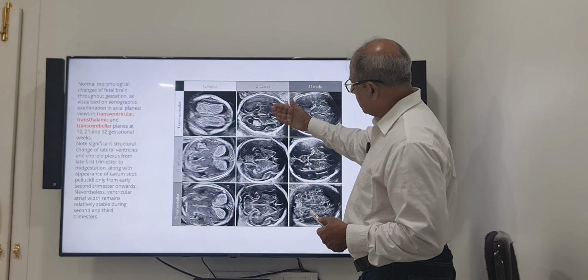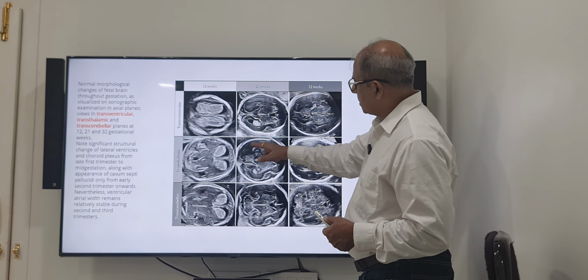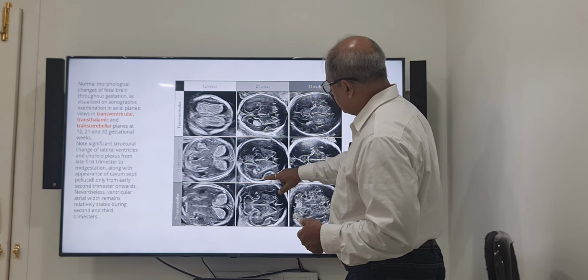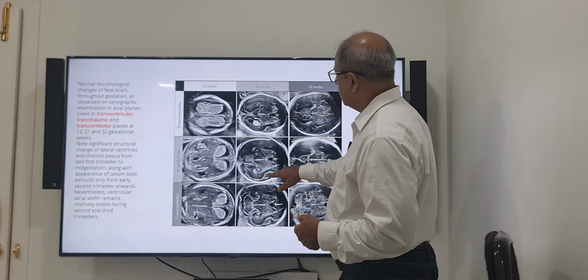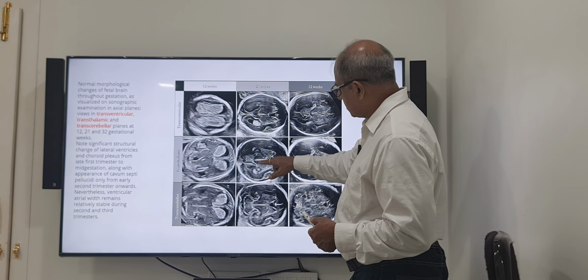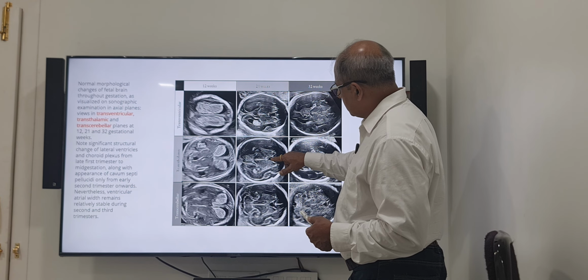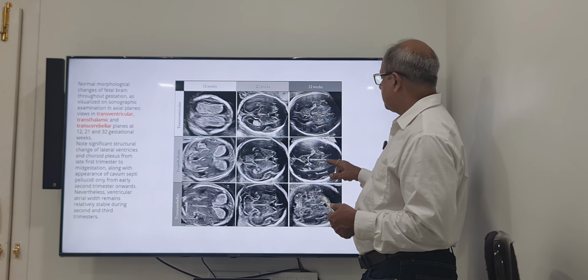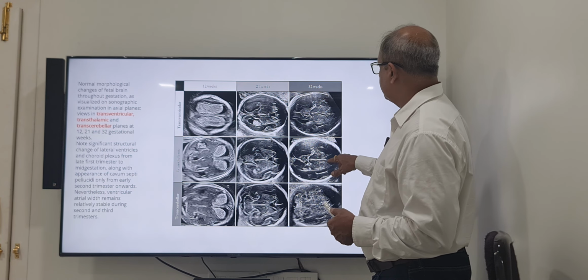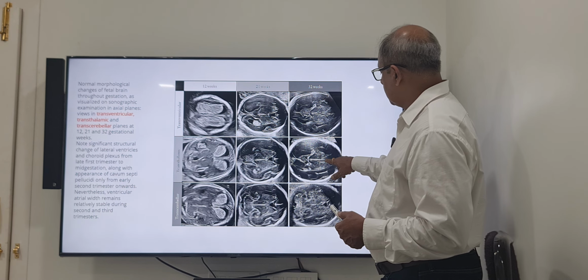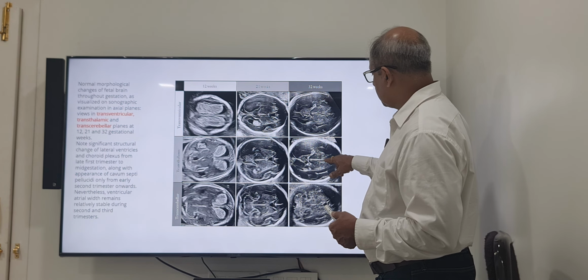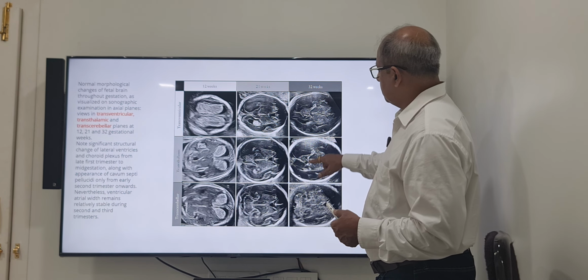The same thing when we come to 21 weeks, which is the T5 scan or target scan, you can see there is a depression. This is called lateral sulcus, and you can see a lot of things. The cavum septum pellucidum is still there, but this cavum septum pellucidum is not very well visible in the mature brain. So don't worry about that. But there are other things which should be seen.